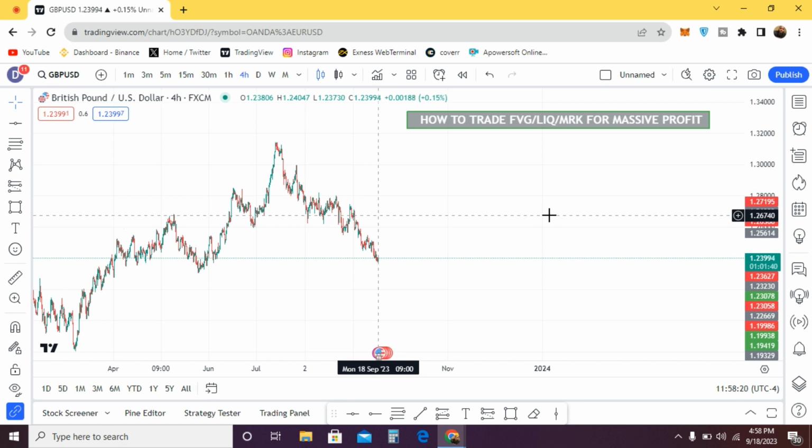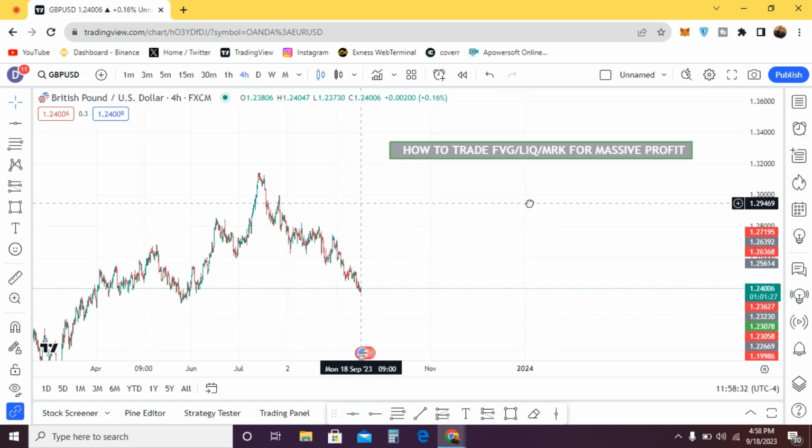Sorry, I'm used to the crypto pairs. So we're going to be analyzing GBP USD, and I'm going to be showing you my process on how I identify high probability trades, like a high winning trade in the market, using what I call fair value gap, liquidity, and market structure as a whole.